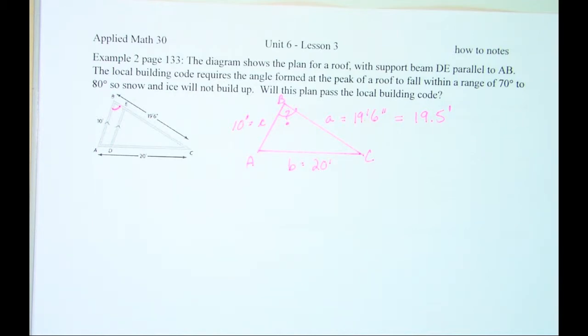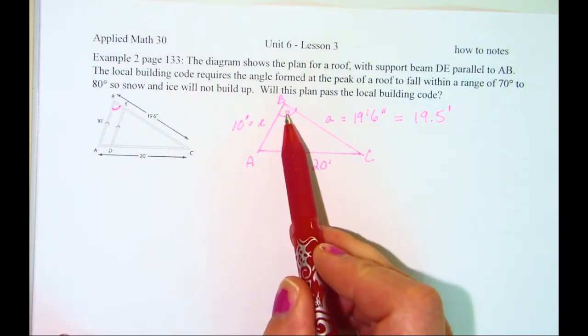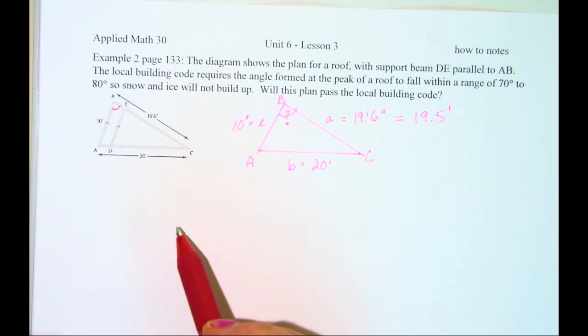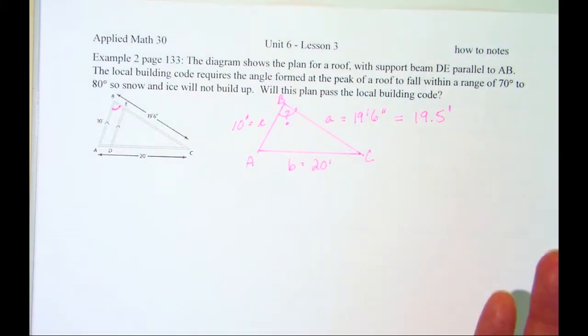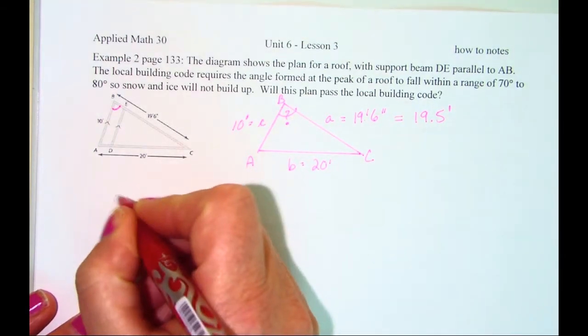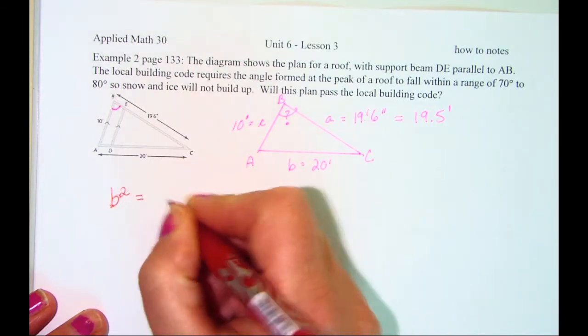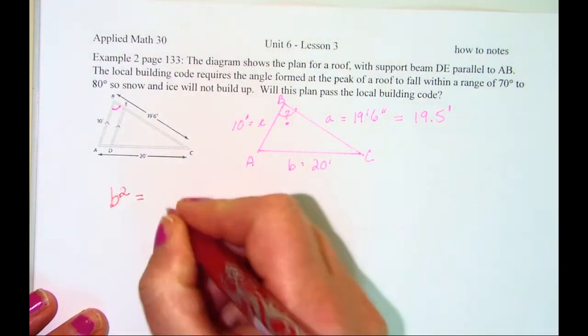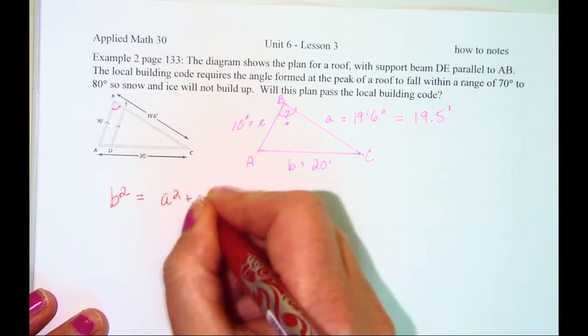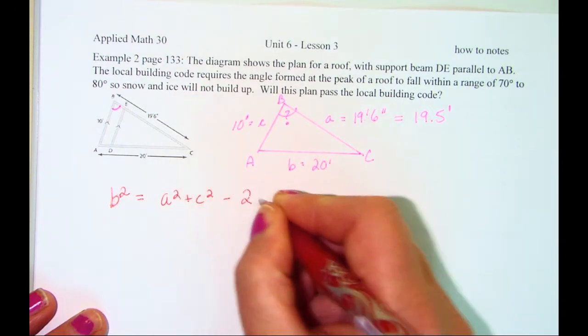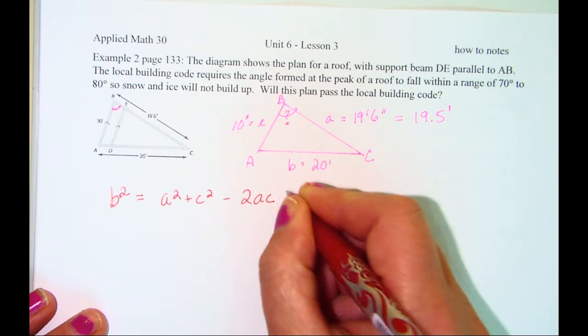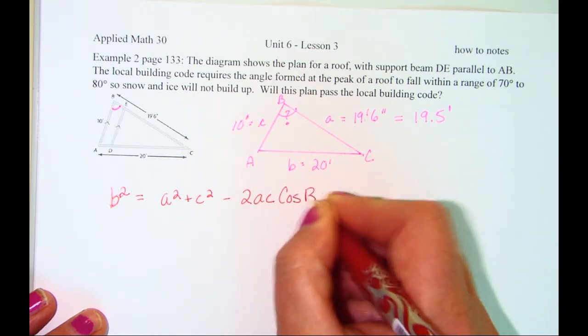Okay. Now, what we want to do is find angle B. So we need to use the cosine formula that has angle B in it. And that's the one where you have b squared is equal to, and now it's just the other letters, a squared plus c squared minus 2ac cos B.